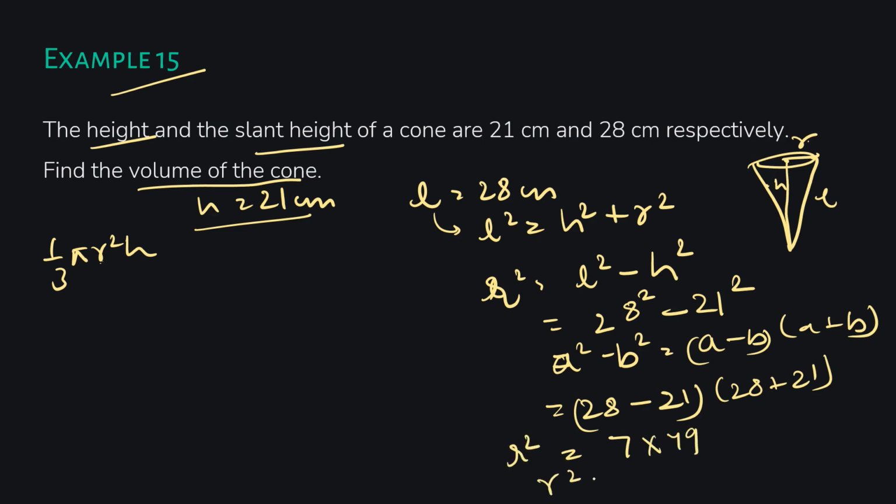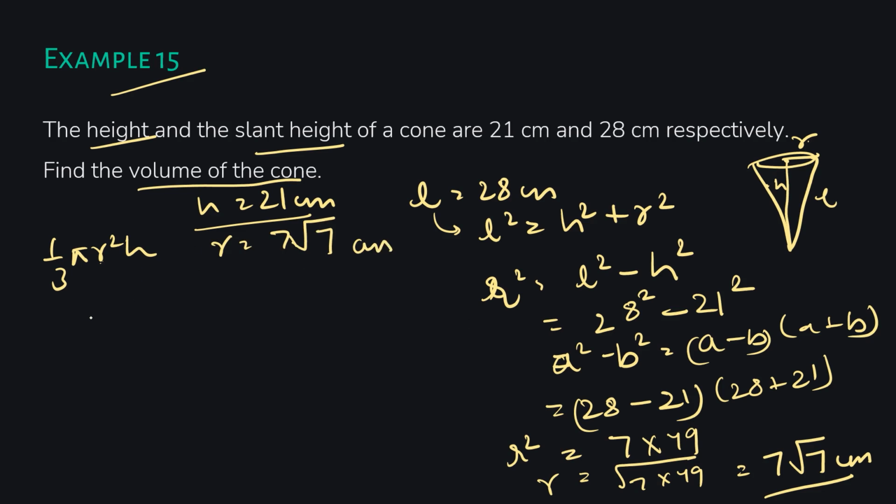So our r would come out to be under root 7 into 49. Our 49 is actually the square of 7, so it will come out as 7 under root 7 centimeter. So we have got our r, that is 7 under root 7 centimeter. Now we'll substitute the values: 1 by 3 into 22 by 7 into r square, 7 under root 7 into 7 under root 7, into 21.